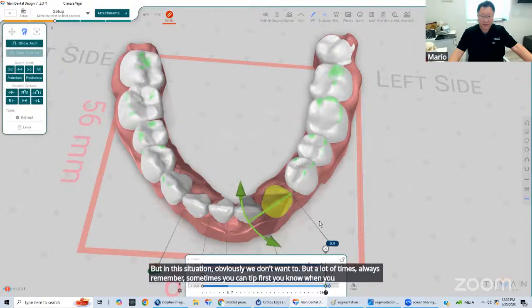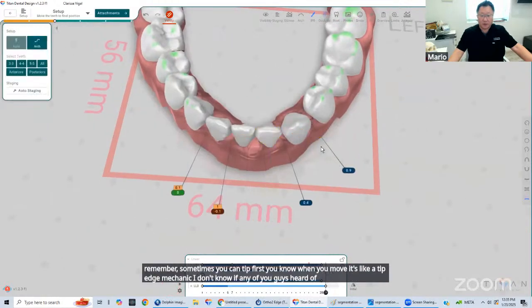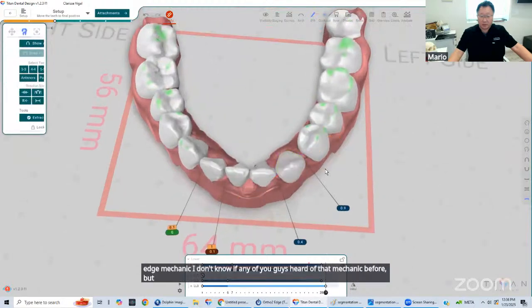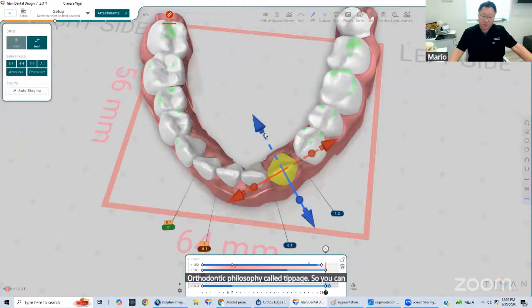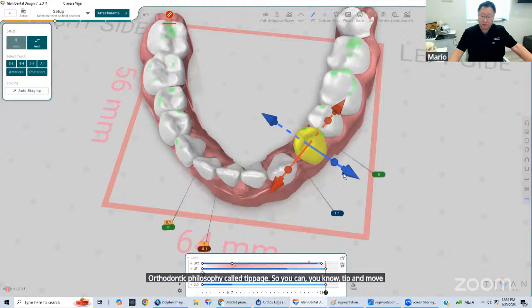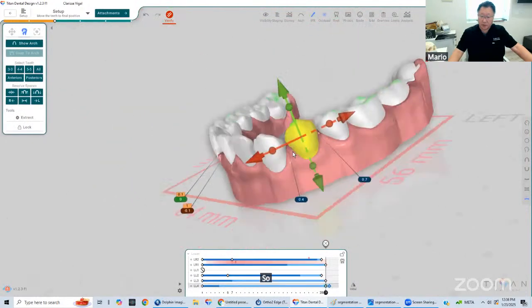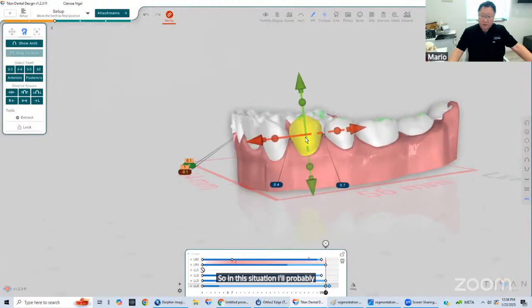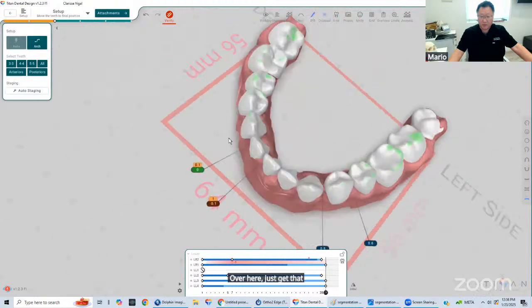It's like a tip edge mechanic. Don't know if any of you guys have heard of that mechanic before, but there is an orthodontic philosophy called tip edge. So you can tip and move, tip and turn. A lot of times that would help. So in this situation, I would probably over here, just get that a little bit aligned.